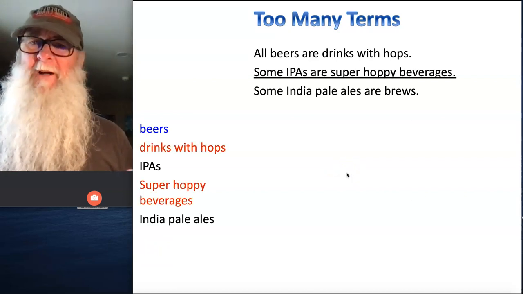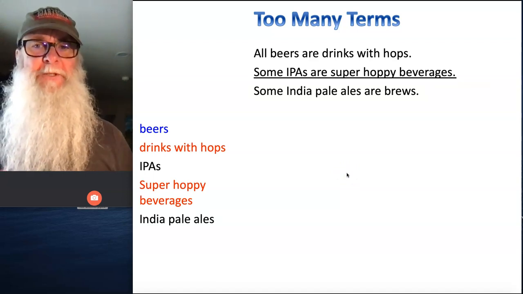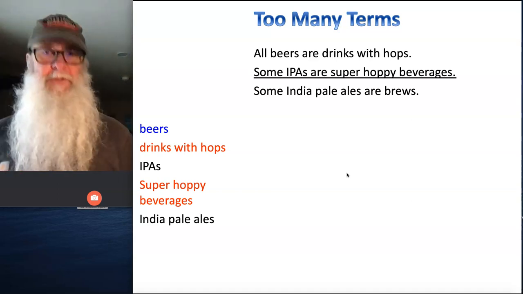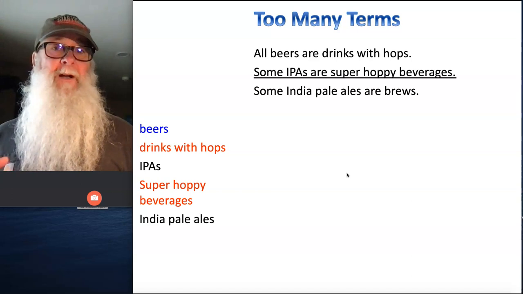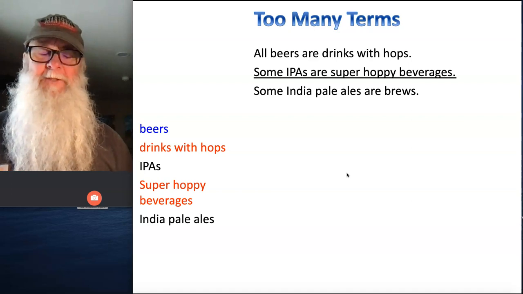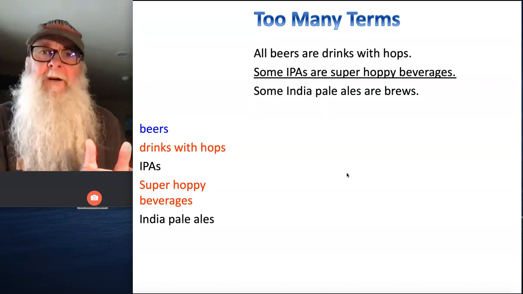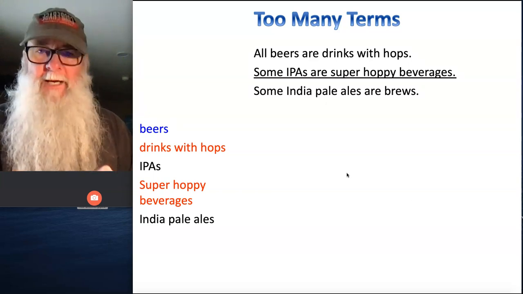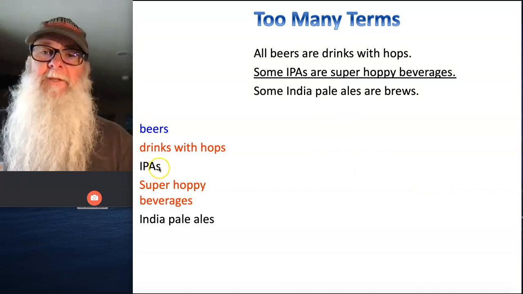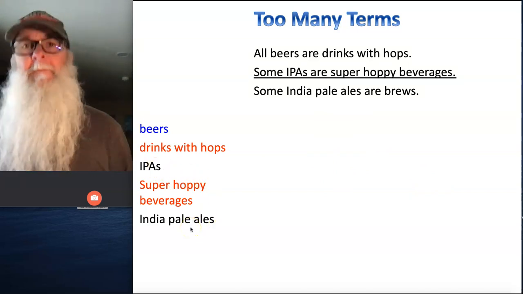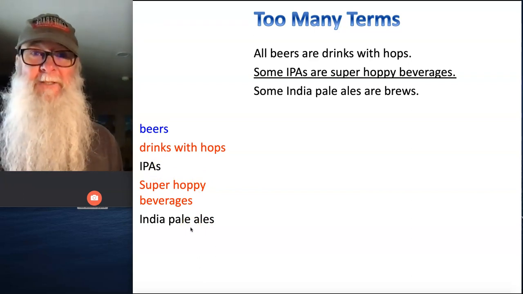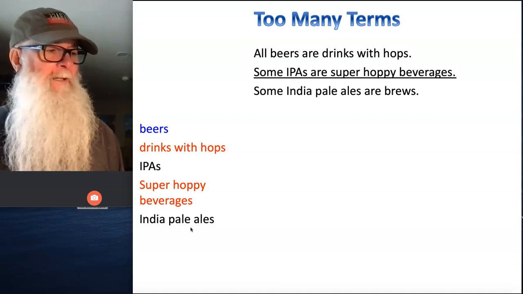Now here it gets kind of funky, because we've got drinks with hops and super hoppy beverages. And these aren't quite the same thing. Not every drink with hops is a super hoppy beverage. There's plenty of drinks where the hops are barely detectable. Super hoppy beverages is going to be a very narrow range of drinks or beers or whatever the beverages are. But I can see with the other terms that the argument is concerned with IPAs, which is known for being one of the hoppiest kinds of beers. So maybe it makes sense to go with super hoppy beverages since we're talking about IPAs in this syllogism.